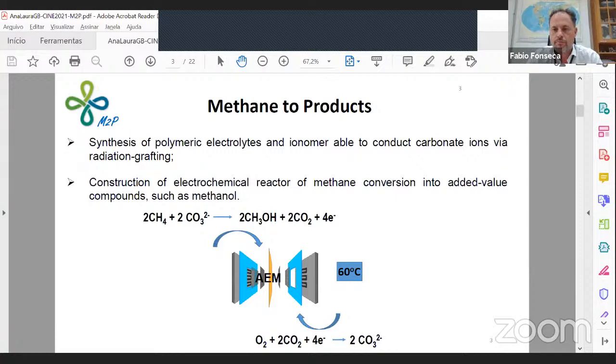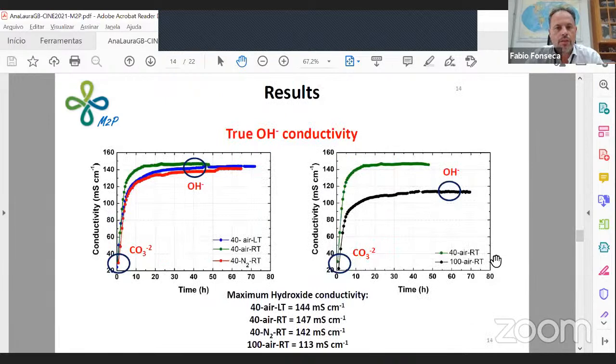And Laura, you showed some results of the conductivity changing. So if I got it right, you started your conductivity measurements with the carbonate ions, and as a function of time, you switched to hydroxide, right? Yes, exactly. So what's the stability then of the carbonate membranes at this point?